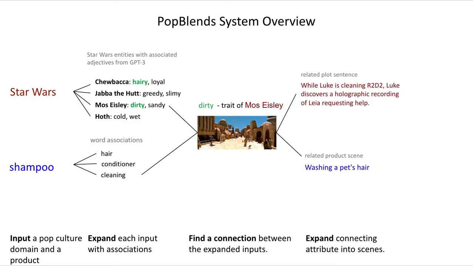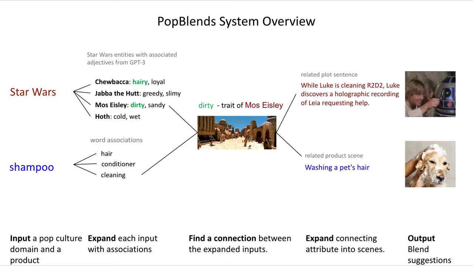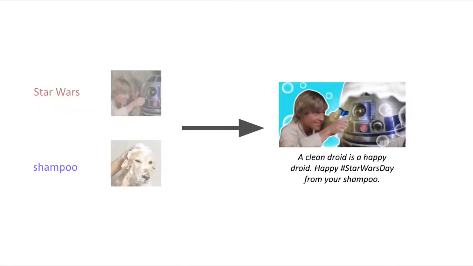Next, the system finds plot scenes related to Mos Eisley and dirty, as well as to shampoo and dirty. The system finds multiple images related to those sentences, and the user can select two that inspire a blend idea. From there, the user can Photoshop the images together to produce their blend. This blend shows Luke shampooing R2-D2 because a clean droid is a happy droid. Happy Star Wars Day from your shampoo.